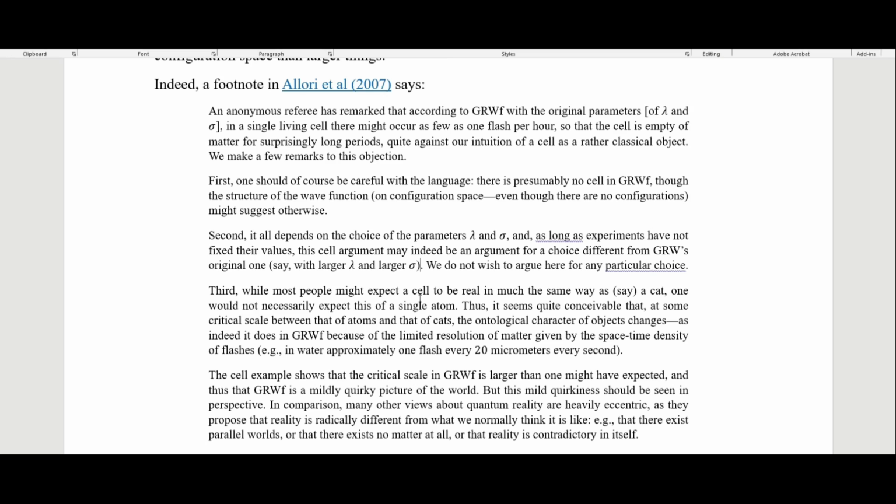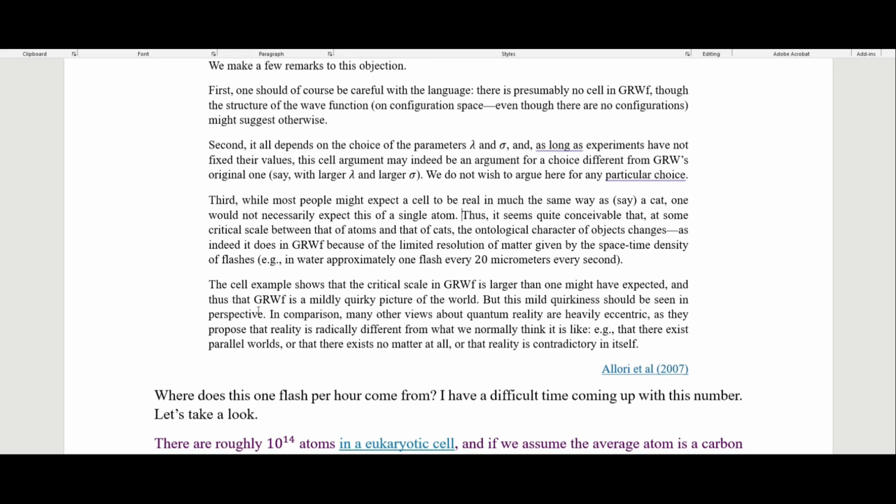Third, while most people might expect a cell to be real in the same way that a cat is, one would not necessarily expect this of a single atom. Thus, it seems quite conceivable that, at some critical scale between that of atoms and that of cats, the ontological character of objects changes, as indeed it does in the GRWF, because of the limited resolution of matter given by the space-time density of flashes. For example, in water, approximately one flash every 20 micrometers every second. The cell example shows that the critical scale of GRWF is larger than one might have expected, and thus that GRWF is a mildly quirky picture of the world.